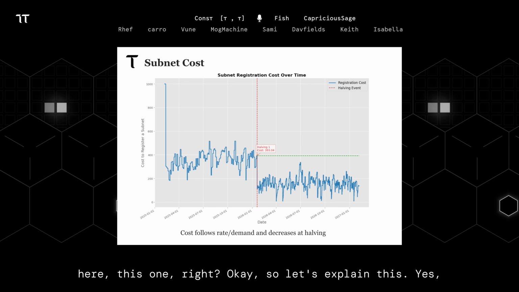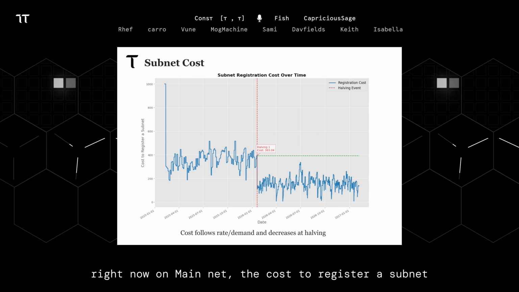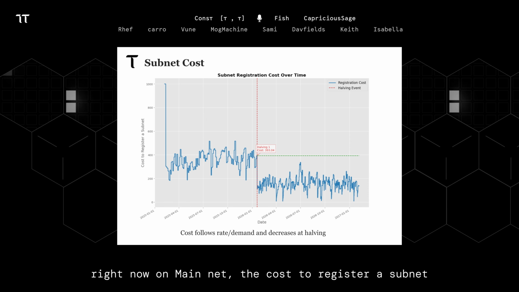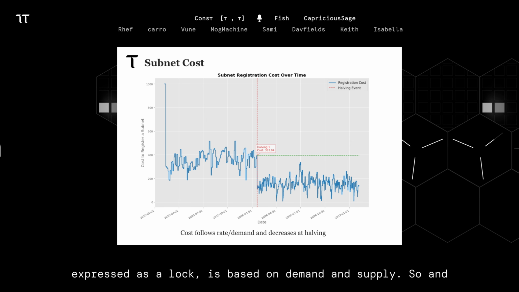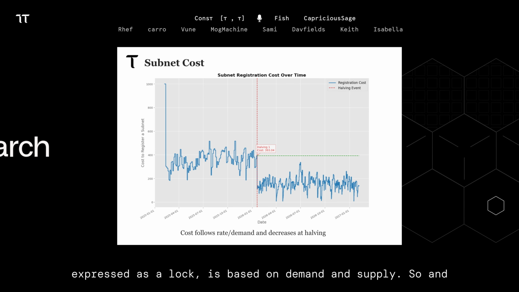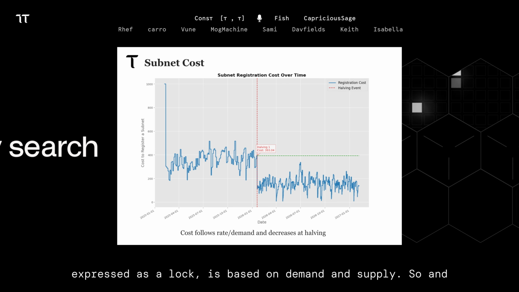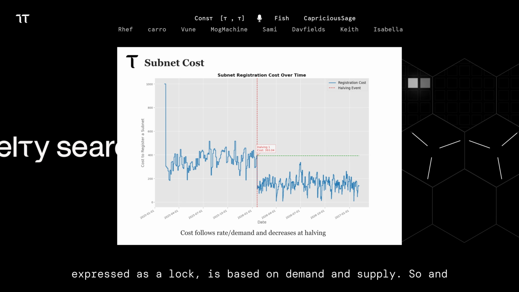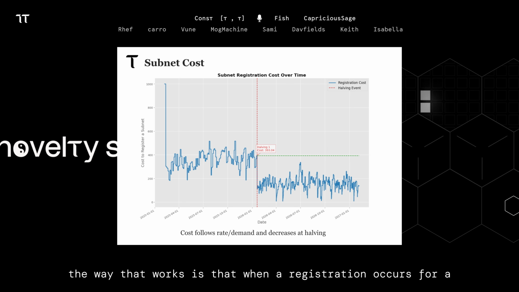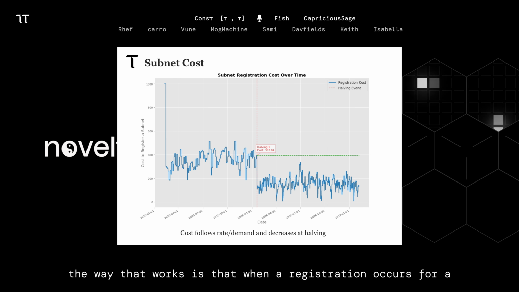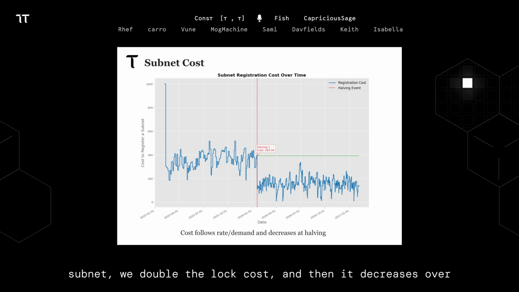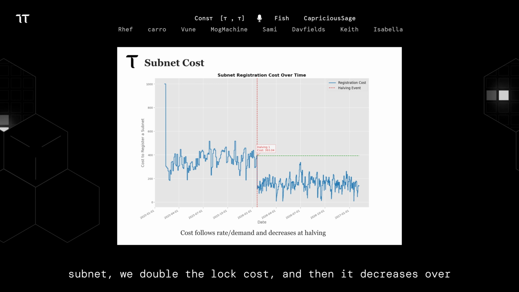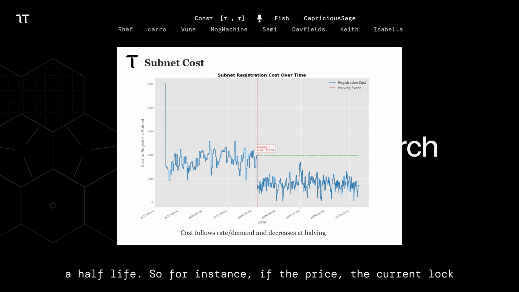Okay, so let's explain this. Right now on mainnet, the cost to register a subnet, expressed as a lock, is based on demand and supply. And the way that works is that when a registration occurs for a subnet, we double the lock cost, and then it decreases over a half-life.